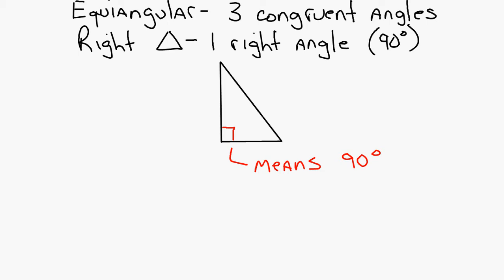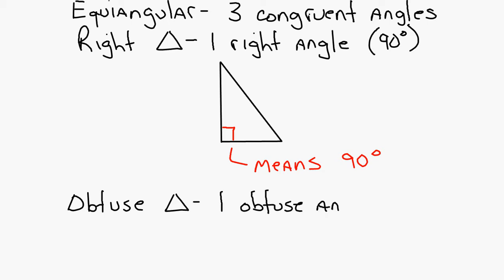And the third class of triangles by angle measure is an obtuse triangle. That has one obtuse angle. An obtuse angle is greater than 90 and less than 180. Greater than 90, less than 180.